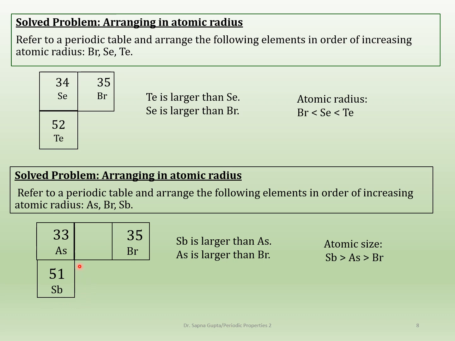My rule generally is that if you have something below, that's going to be larger in general. If you have anything below, it's going to be larger, and if you have anything on the right side, that's definitely smaller, right? That's the trend.